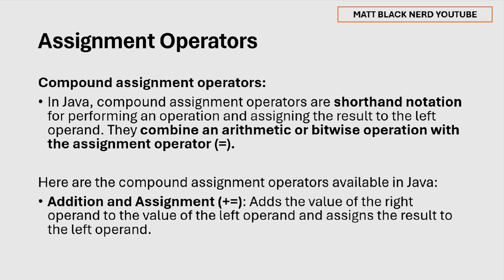Compound assignment operators. In Java, compound assignment operators are shorthand notation for performing an operation and assigning the result to the left operand. They combine an arithmetic or bitwise operation with the assignment operator. Here are the compound assignment operators available in Java. Addition and assignment. Adds the value of right operand to the value of left operand and assigns the result to the left operand.